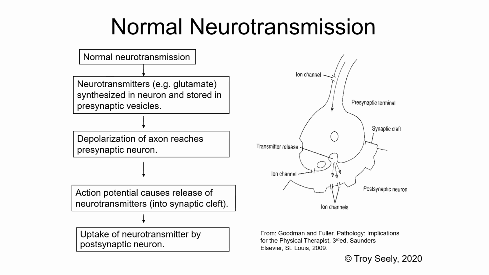And what might happen if that's reduced. So in normal neurotransmission, as seen here, the neurotransmitters, such as for example glutamate, are synthesized in the neuron and stored in a presynaptic vesicle. There's going to be a depolarization of the axon as it reaches a presynaptic neuron, and as a result, the action potential causes release of neurotransmitters into the synaptic cleft. From there, you're going to have the uptake of the neurotransmitter by the postsynaptic neuron.